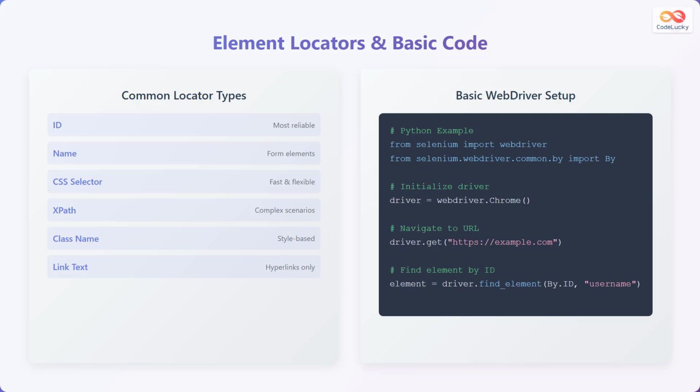Class name locators work for elements sharing the same CSS class. Link text locators are specifically designed for hyperlinks. Here's a basic Python example. Import the necessary modules, initialize a Chrome driver, navigate to a URL, and find an element by ID using the find_element method with By.ID parameter.